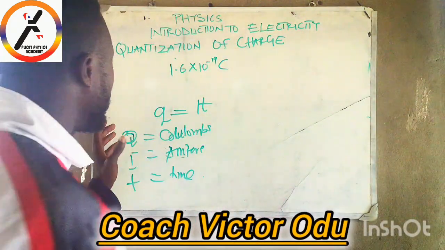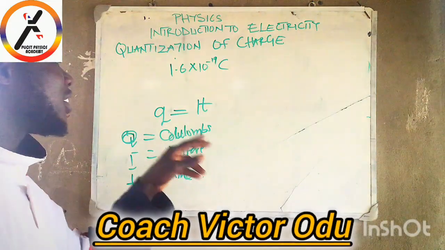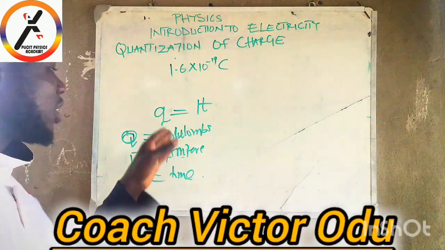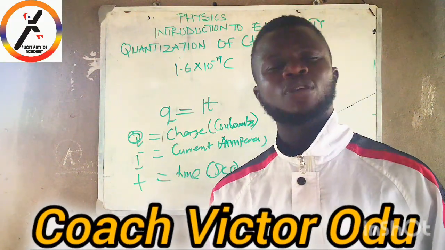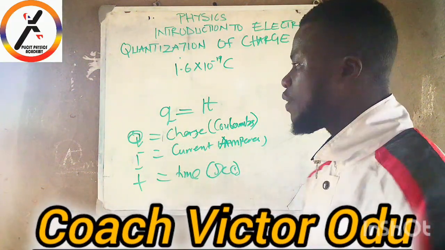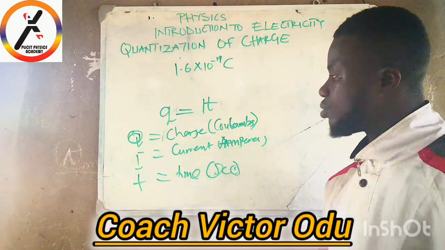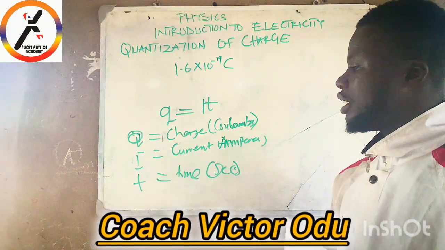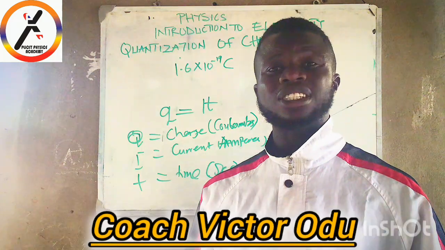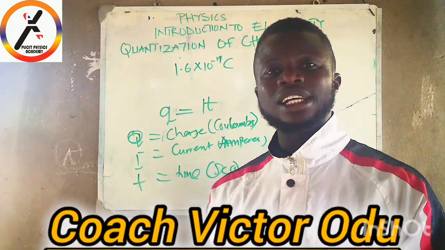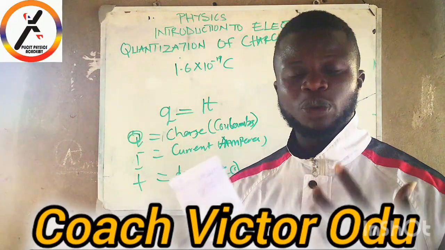So from the board, Q is given by It. I is the current, t is the time. The current in amperes, the time in seconds. What is the unit of electric charge? The unit of electric charge is the coulomb, and it is given by the expression Q = It, where Q is the charge in coulombs, I is the current in amperes, and t is the time in seconds. So from here we can say that electric charge is the product of the electric current in a conductor and the time for which the current flows. You should be able to understand that from this point.